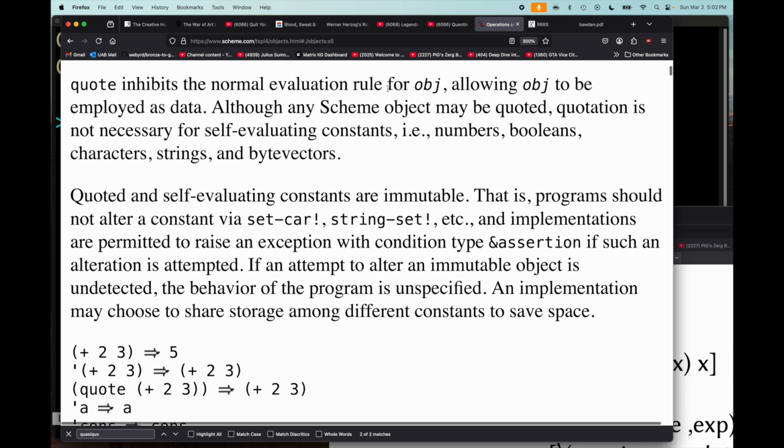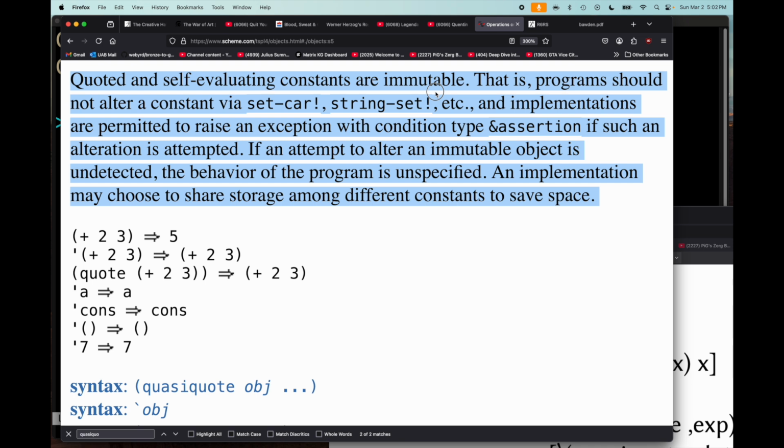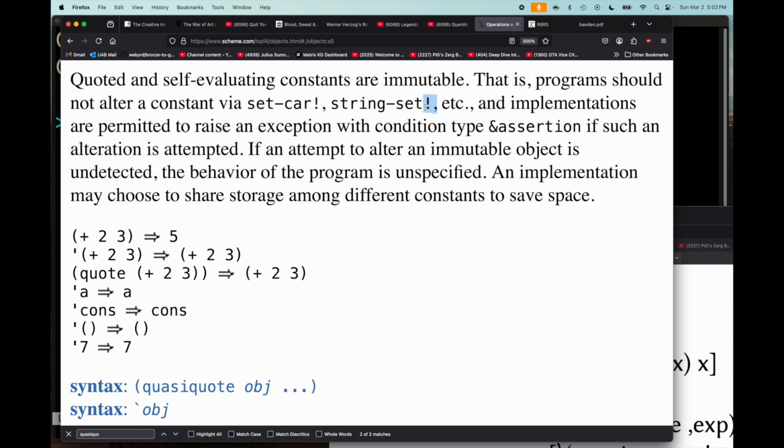Quote inhibits the normal evaluation rule for obj, allowing obj to be employed as data. Although any Scheme object may be quoted, quotation is not necessary for self-evaluating constants, for example numbers, booleans, characters, strings, and byte vectors. So you don't have to put a quote in front of 5. 5 evaluates to 5. Quoted and self-evaluating constants are immutable. It means you can't use set-car! or one of these mutating operators. We haven't talked about mutation really, but Scheme is multi-paradigm and it does support mutation.